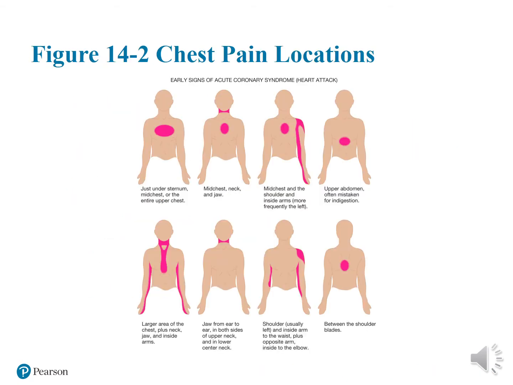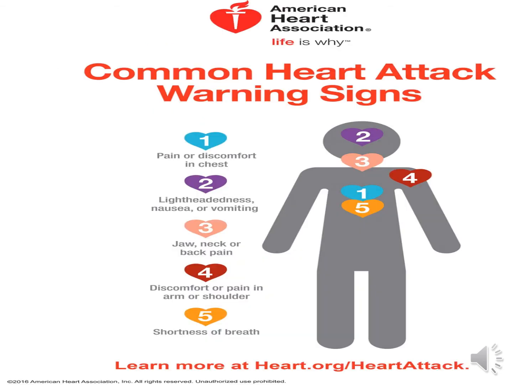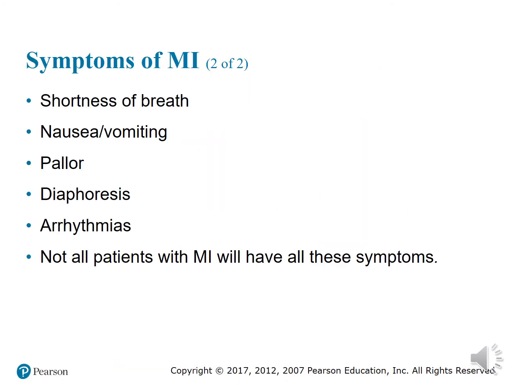And just to further elaborate on that, the pink areas are areas in which you would experience discomfort during a heart attack. These are some common areas where women will feel discomfort, and some of the symptoms that women will exhibit during a heart attack. So the symptoms of an MI, again: shortness of breath, nausea, vomiting. They'll tend to be paler, with diaphoresis and arrhythmias. Not all patients with MI have the same symptoms.